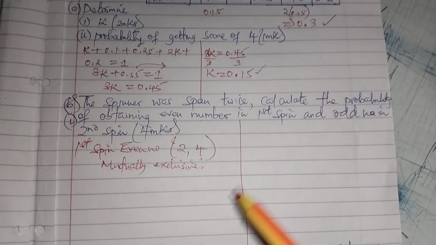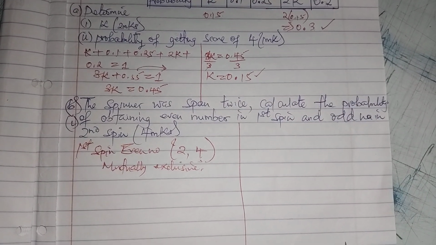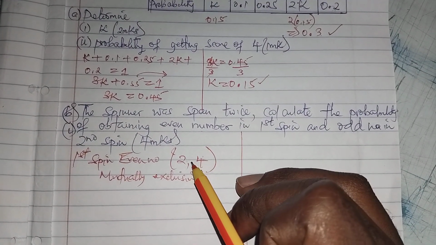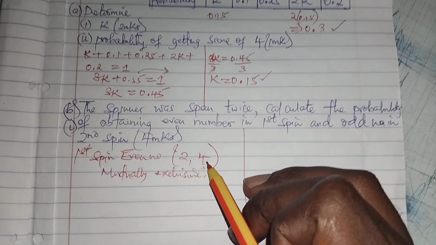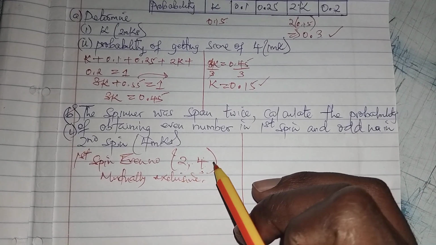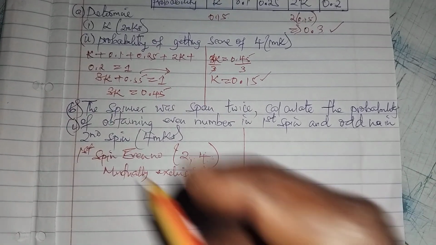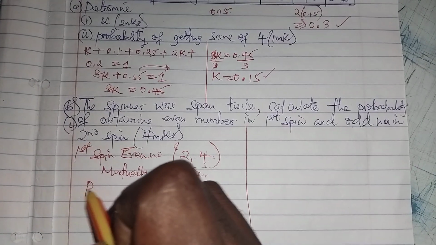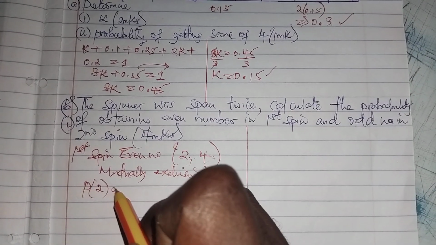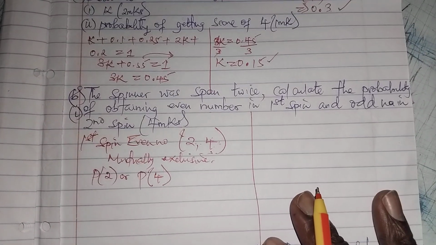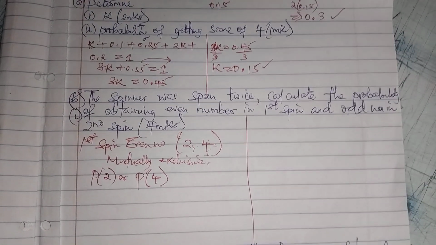If you spin once, you cannot get 2 and 4. You can only get 2 or you can get 4. So it means if this one happens, it excludes the probability of this other event happening. So you have the probability of either getting 2 or the probability of getting 4. That is for the first spin.